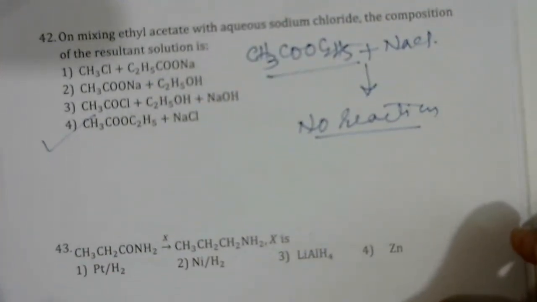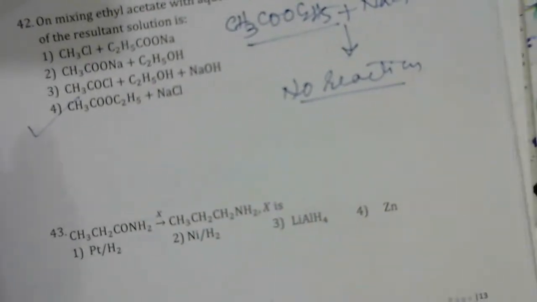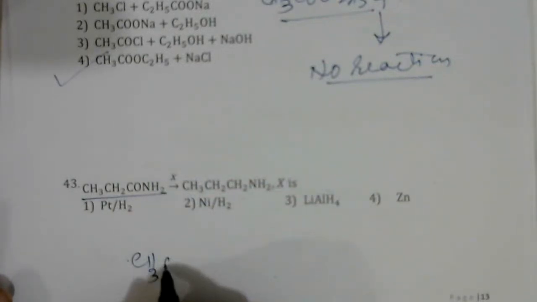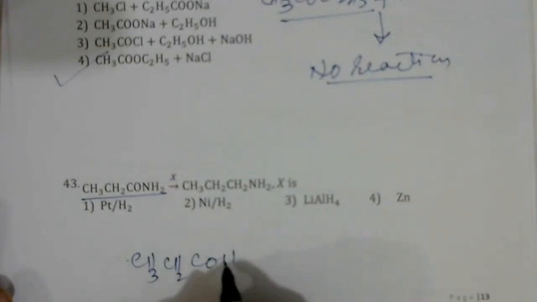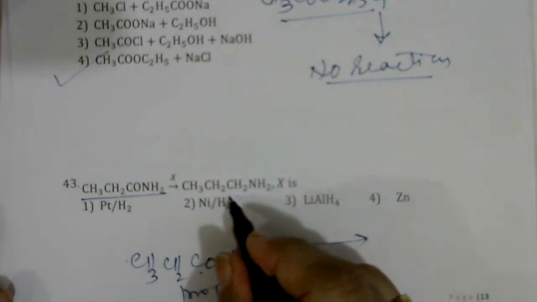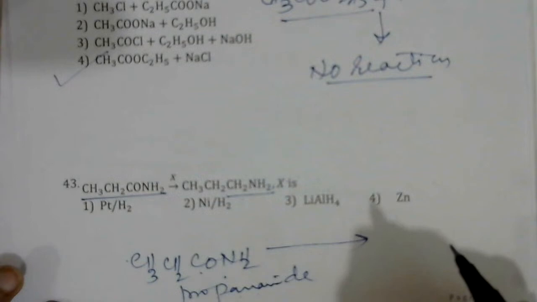Question number 43. What is the name of this molecule? Acetamide. We are having how many of this one? 1, 2. We'll count once again. When treated with X, they are asking that the amide group is converted into primary amine. Amides are converted into primary amine.